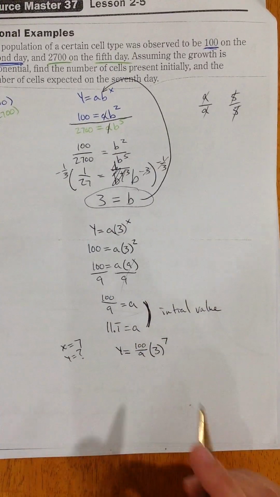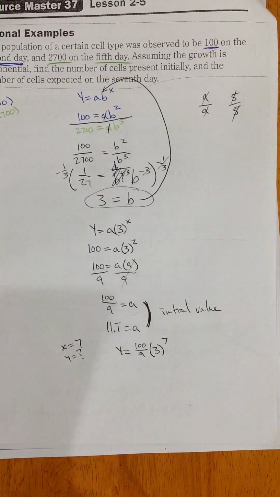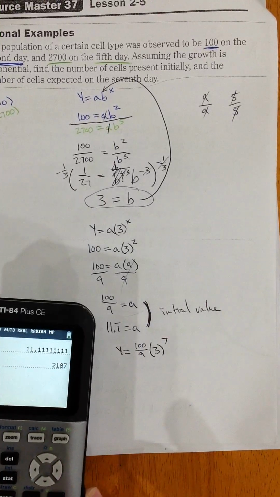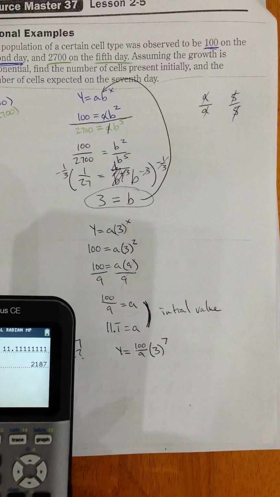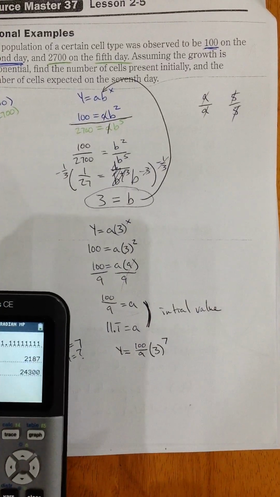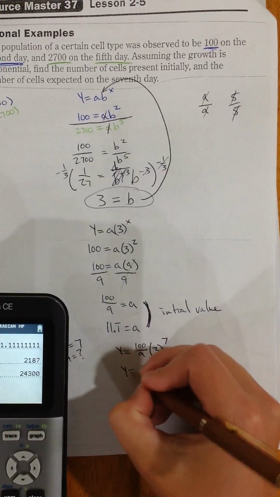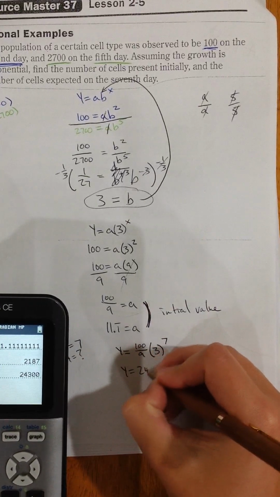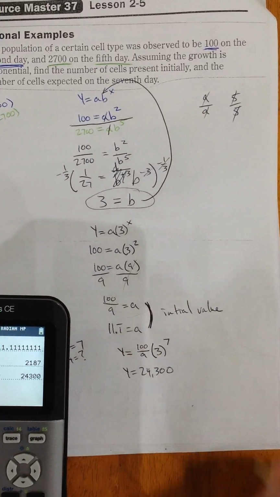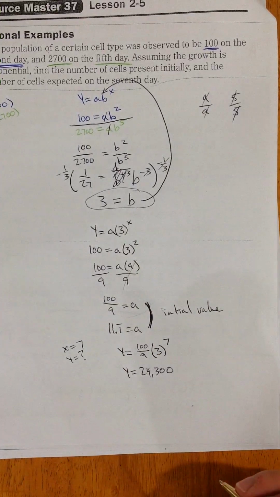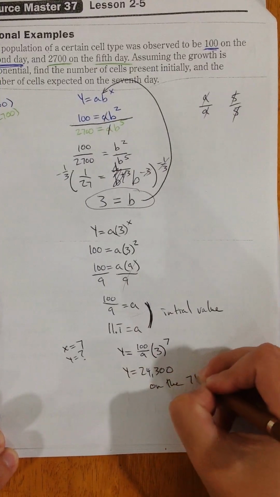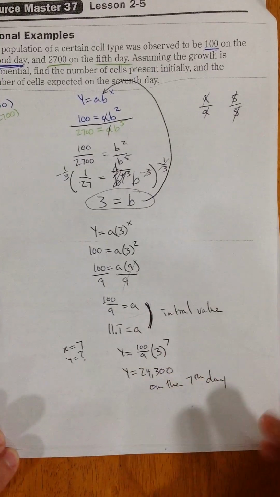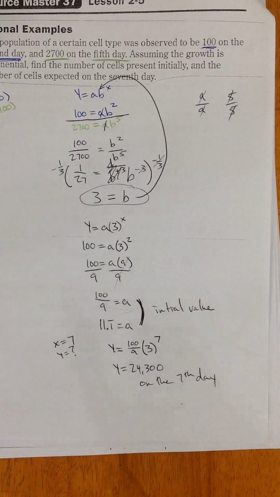So I would do 3 to the 7th, which is a pretty decent number there. And then I would take that times 100 divided by 9. And my y ends up being 24,300. And that would be on the 7th day. That's how many, I think it's cells. So that's how many cells we would have on the 7th day.